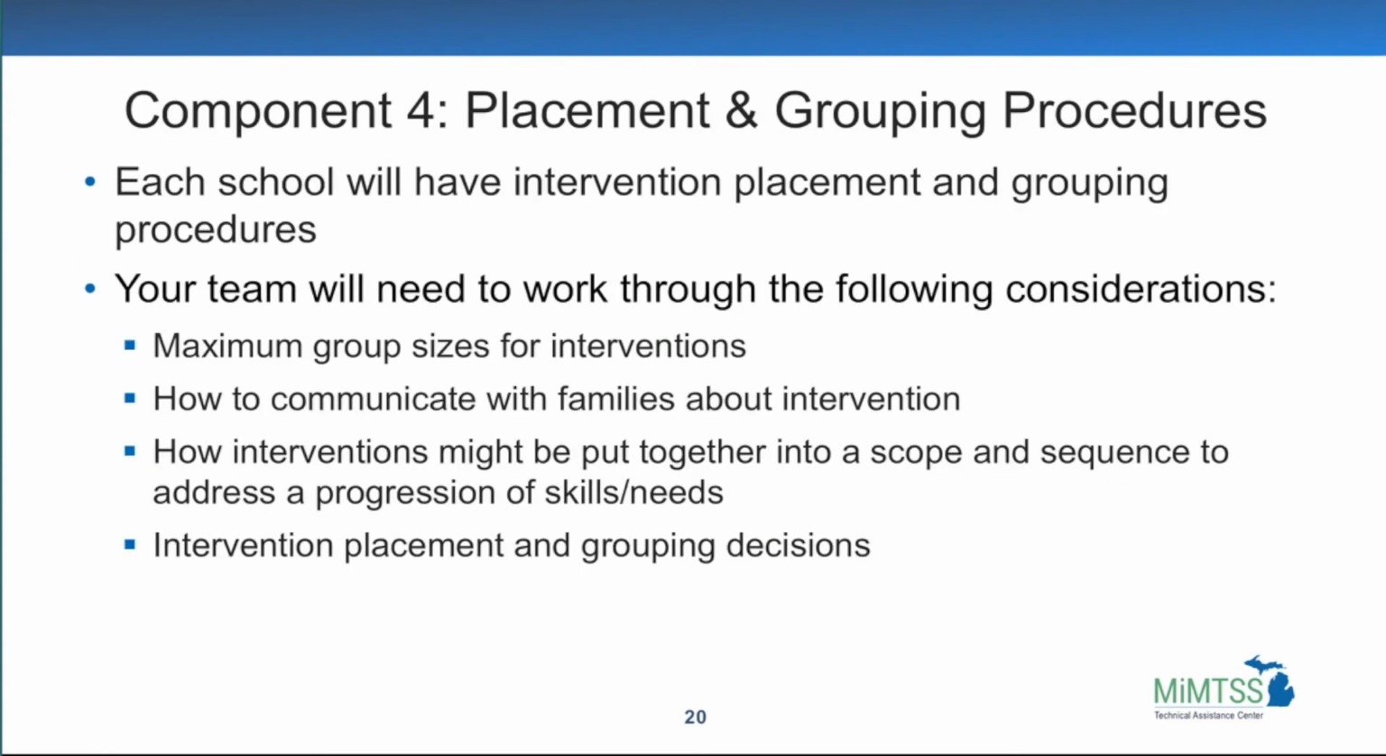Intervention System Component 4 is placement and grouping. There are a number of considerations your team will be working through, such as maximum group size for your interventions, communication with families about intervention, and an intervention scope and sequence of sorts to address the progression of skills and needs. These will all need to be contextualized for your school.